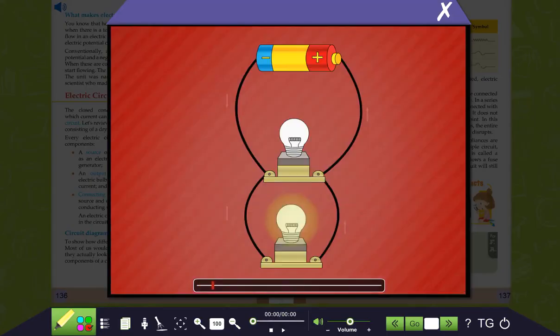Parallel circuit. When two or more bulbs or appliances are placed in such a way that each comprises a simple circuit placed parallel to each other, the arrangement is called a parallel circuit. In this circuit, even if one bulb blows a fuse or an appliance stops working, the rest of the circuit will remain operational.